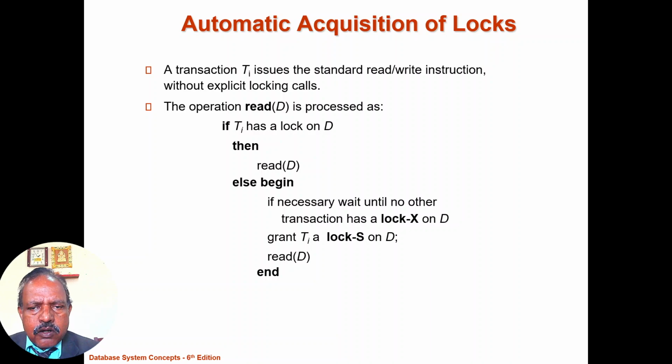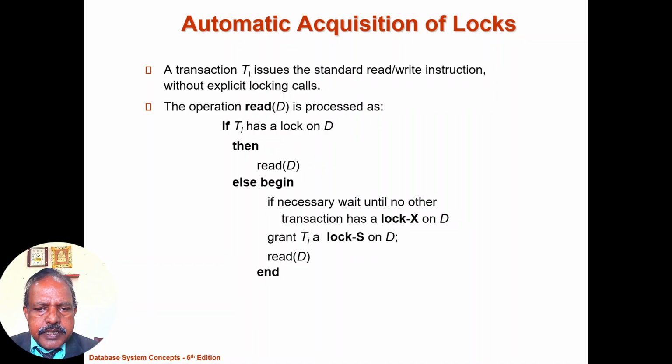Now, what is the automatic acquisition of locks? How do we go for that? The algorithm I have written here. Suppose a transaction Ti issues the standard read and write instructions without explicit locking. Then how does it work? Suppose D is the data item, and I go for the operation read, so read D.